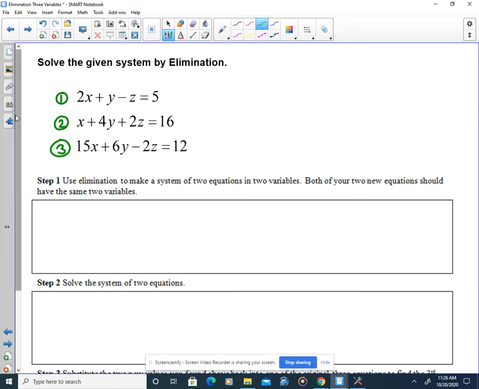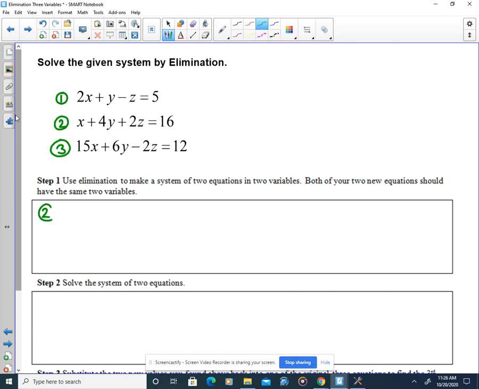X's, we got 2, 1, 15. That's not going to be easy to do. Y's, we got 1, 4, and 6. Again, that's not going to be easy to do. But on the Z's, we got -1, 2, and -2. These two already have opposites. And then all we would have to do is multiply this one by 2. So it's going to be the Z's that we're going to eliminate. So let's do the easy one first.